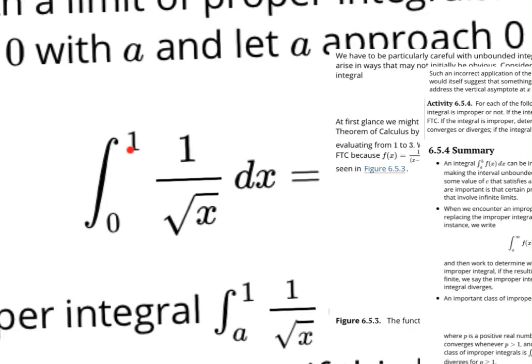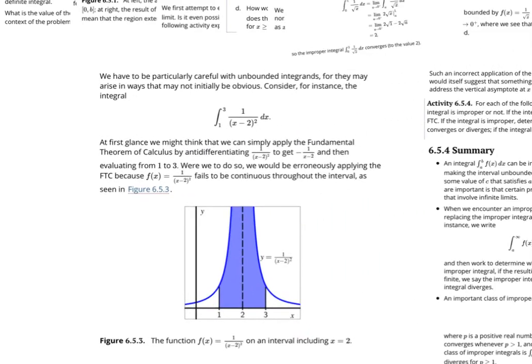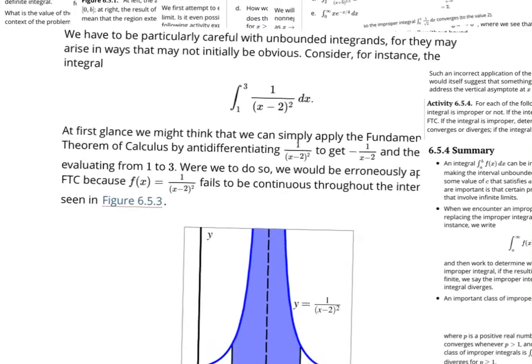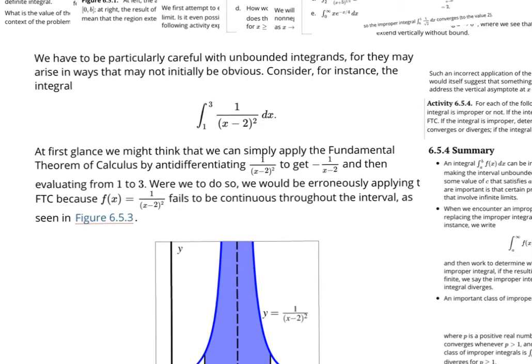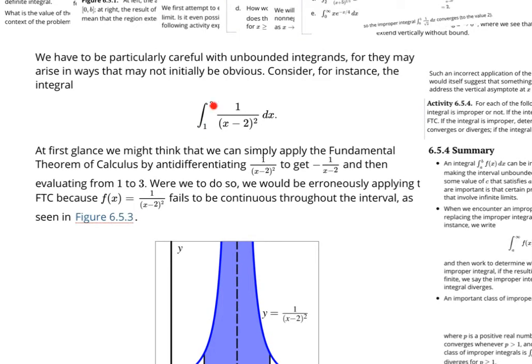It could be something happening in the middle of this interval. Take, for example, the integral from 1 to 3 of 1 over (x minus 2) squared. Let's work it out as if there's no issue to think about. What's the antiderivative of 1 over (x minus 2) squared? Well, it's just straight up power rule.